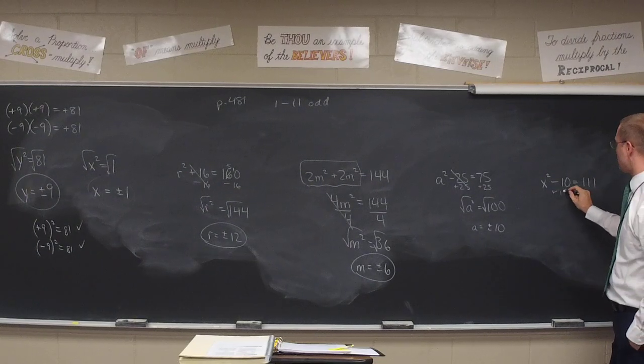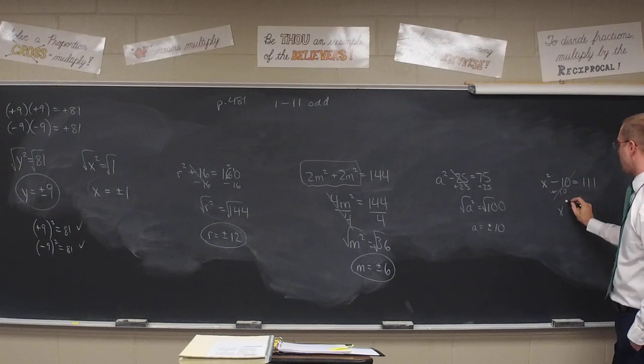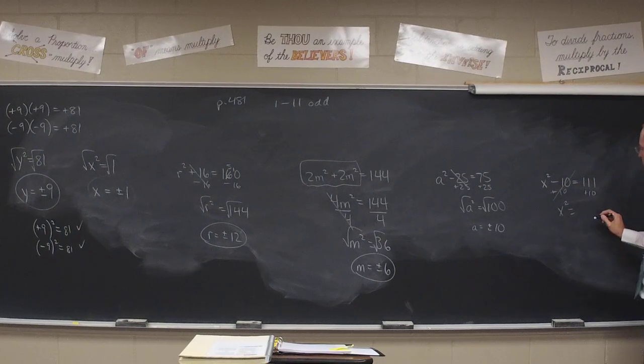Add 10 to both sides to get x squared equals 21. Then what? Square both sides. Now square root. Square root of both sides to get x equals 11. Close. There's positive or negative 11. Positive, negative 11. Great job.